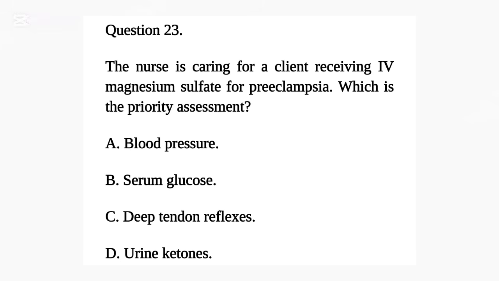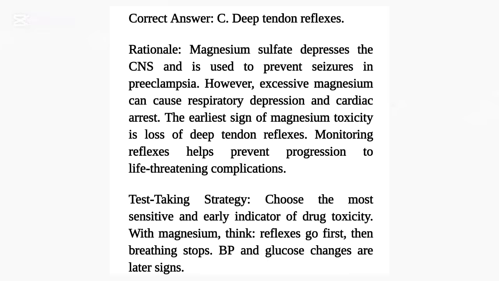Question 23. The nurse is caring for a client receiving IV magnesium sulfate for preeclampsia. Which is the priority assessment? A. Blood pressure. B. Serum glucose. C. Deep tendon reflexes. D. Urine ketones. Correct answer: C.